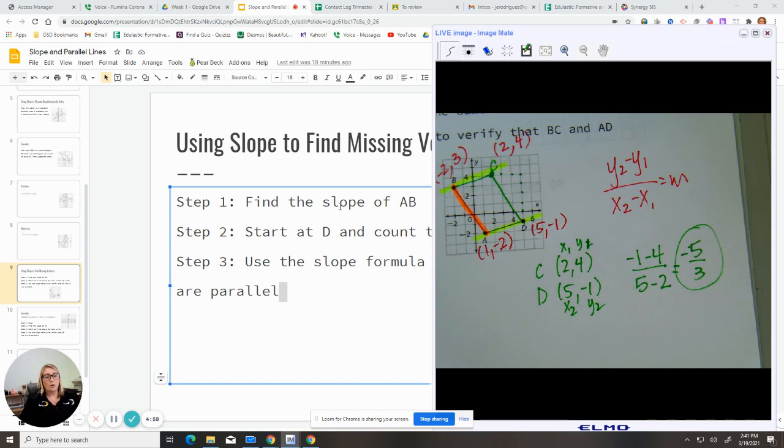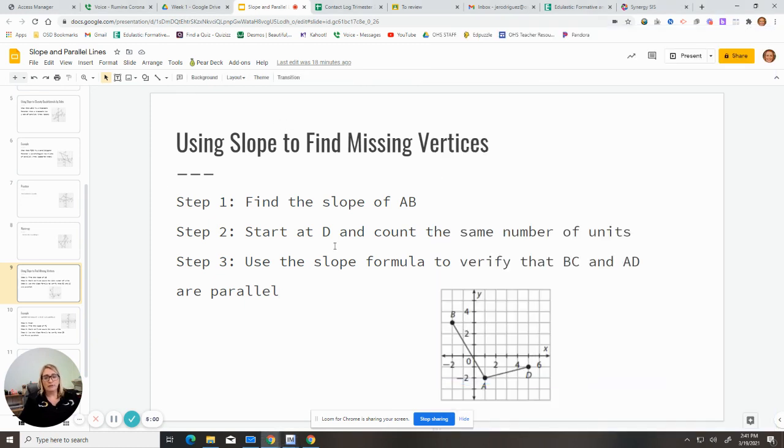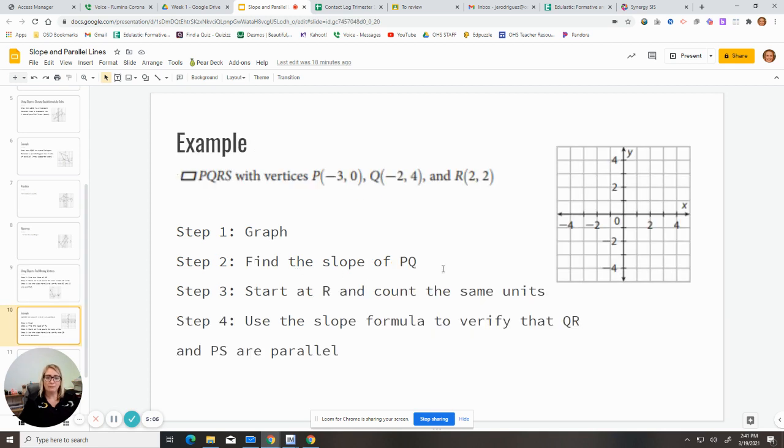Okay? So I know that is a lot, and hopefully you're taking notes and writing down step by step what you have to do. We're going to try this again for another one, okay? And this one you'll notice is not graphed for us, so we're going to start by graphing, okay? That's going to be the first thing that we do.